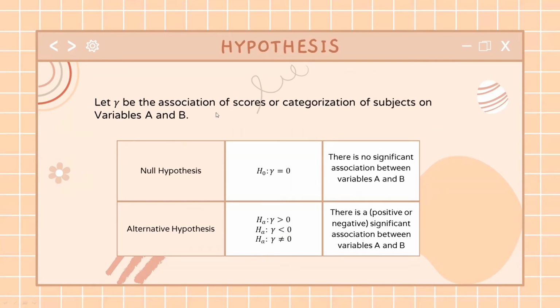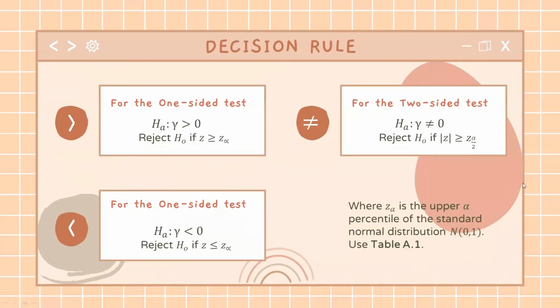As for the hypothesis, let gamma be the association of scores or the categorization of subjects on variables A and B. For our null hypothesis, gamma is equal to 0, meaning there is no significant association between variables A and B. For our alternative hypothesis, gamma is greater than 0, gamma is less than 0, gamma is not equal to 0, meaning there is a positive or negative significant association between variables A and B. Note that if the alternative hypothesis is supported, then the null hypothesis is rejected.